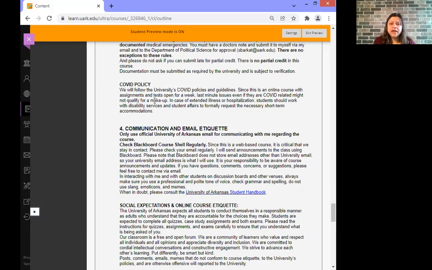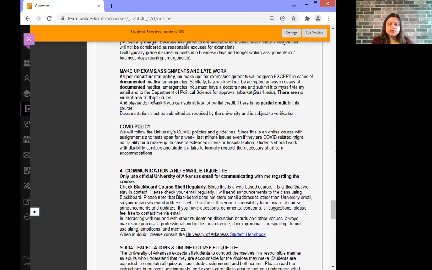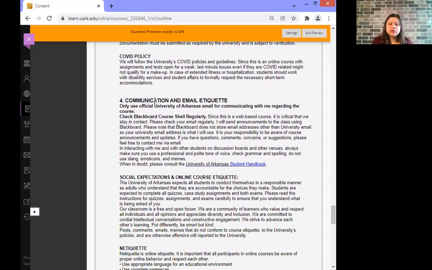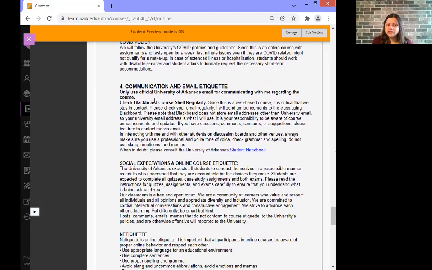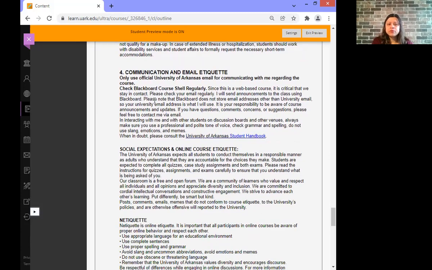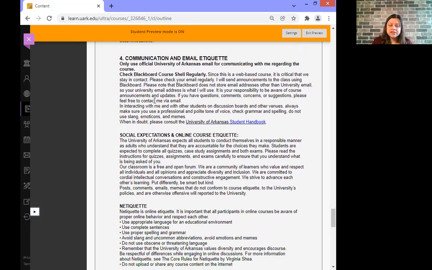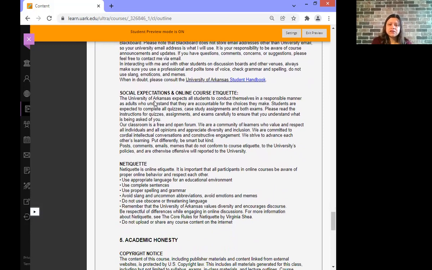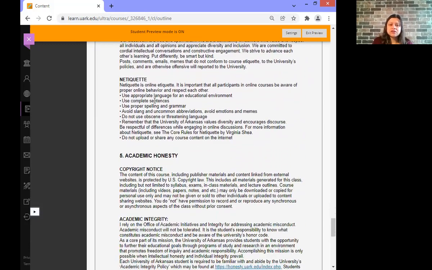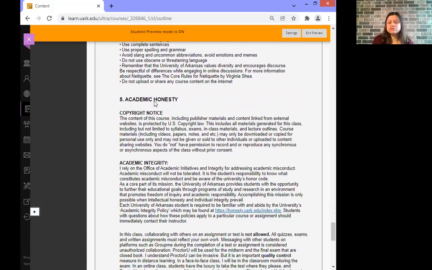As far as makeup policies, look at that once more. I've gone a little bit over it, but look at it. Look at the COVID policy, look at communications and email etiquette. Now, as you know, when people interact online, sometimes it can become personal and things can get out of hand. Let's follow some online etiquette, or netiquette, and look at the policies that have been suggested.